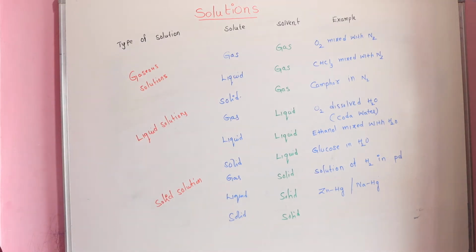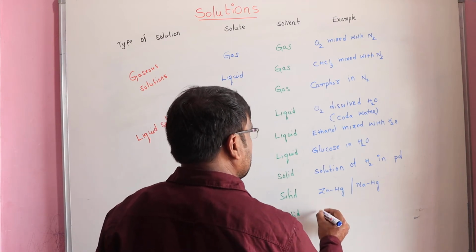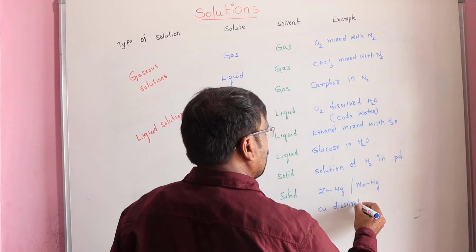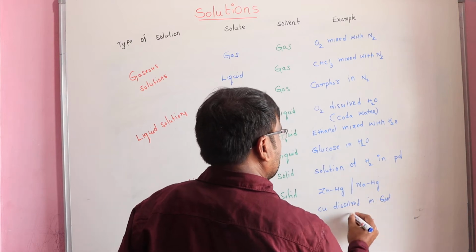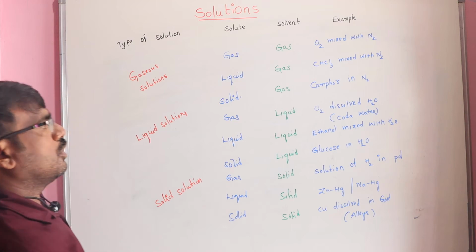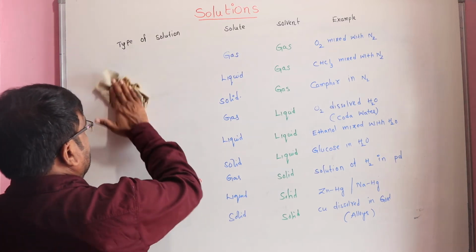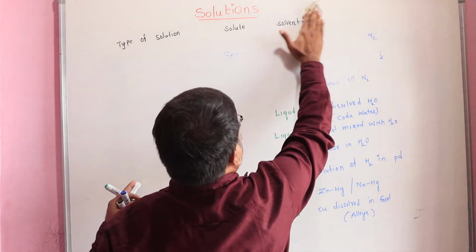Next, solid in solid, we have so many examples. Alloys are the best example, such as copper dissolved in gold. Mostly alloys are the best example of the solid in solid type of solution. After this we have three alloys and their concentration is also important.